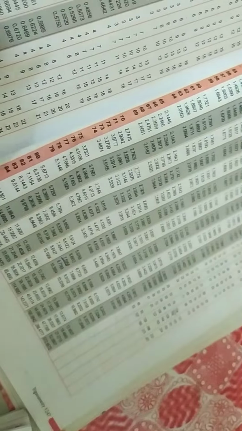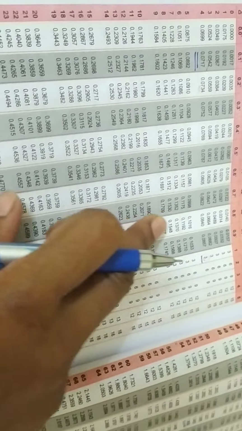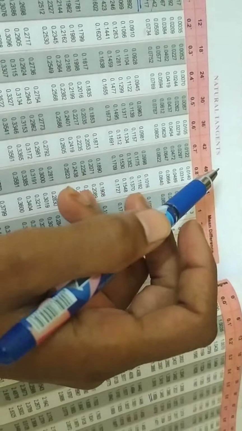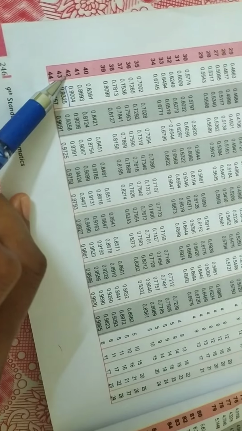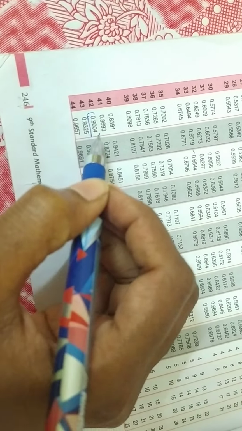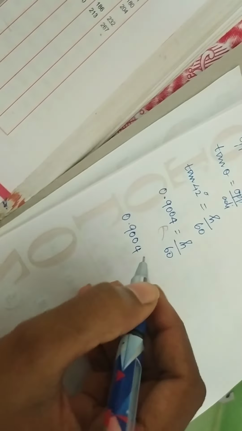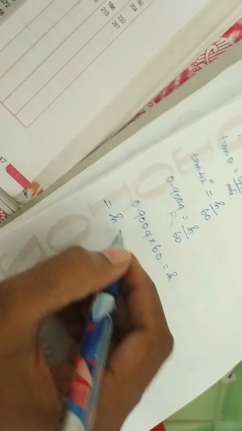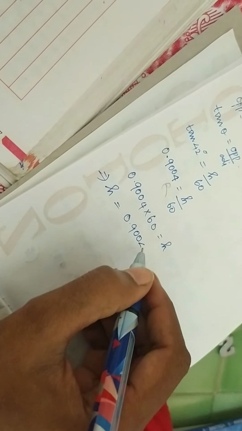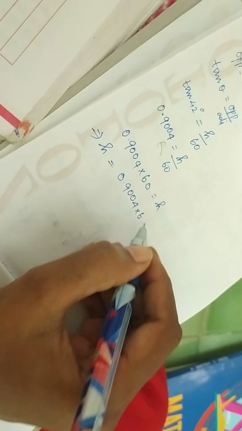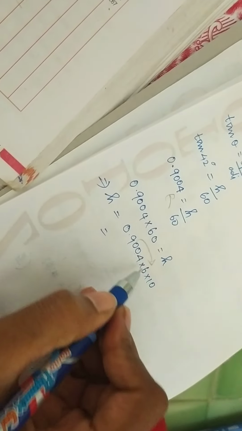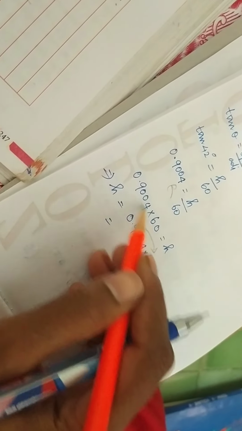Now take the tan tabulation, 42 degree. I am having it directly, tan 42 degree. They didn't mention any minutes, right? So you can directly take this part, tan 42 degree equal to 0.9004 equal to H by 60. Then cross multiplication, 0.9004 into 60 equal to H. So I need H alone. 0.9004 into 6 into 10, for my convenience in writing. Now multiply this and this.